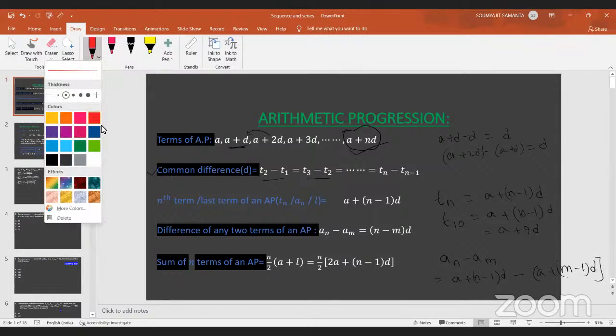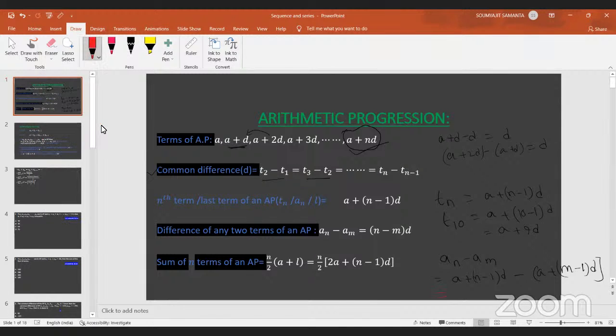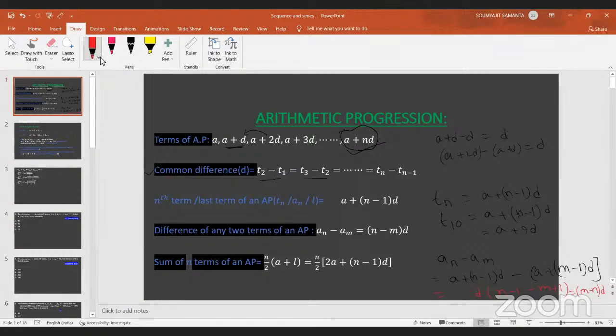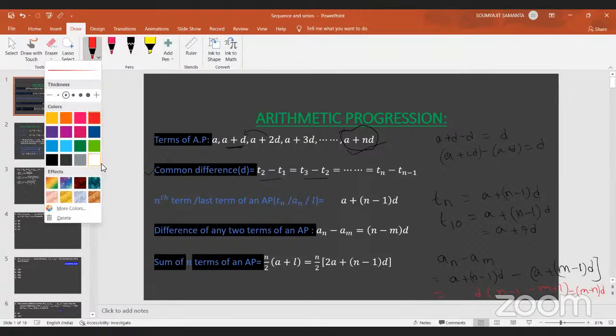So A minus A gets cancelled, and if we take D common, we'll get (n minus 1 minus m plus 1), that is (n minus m) into D. This is a very useful formula. That is the difference of any two terms in AP.